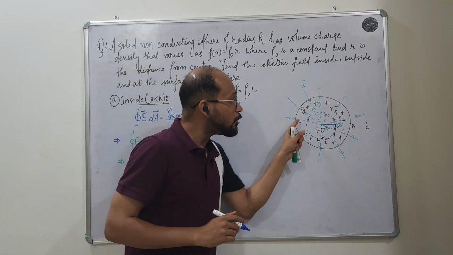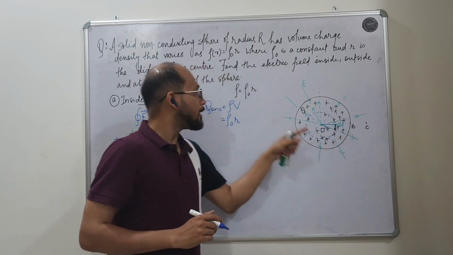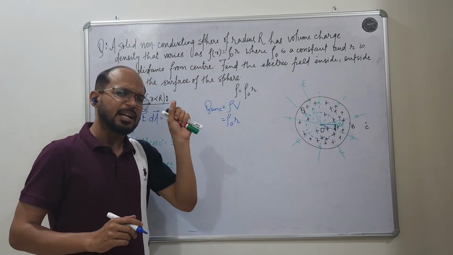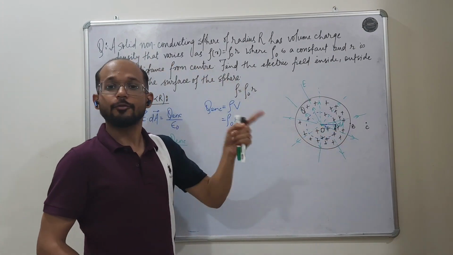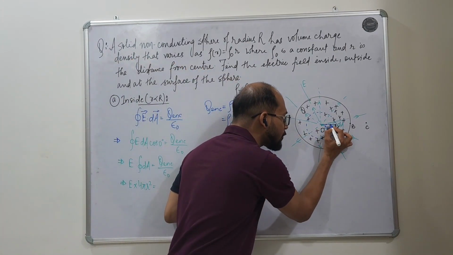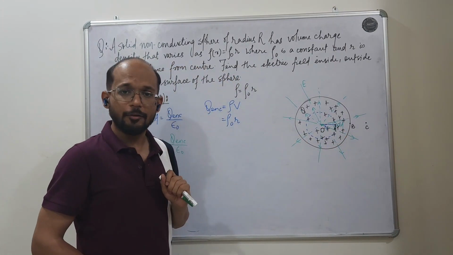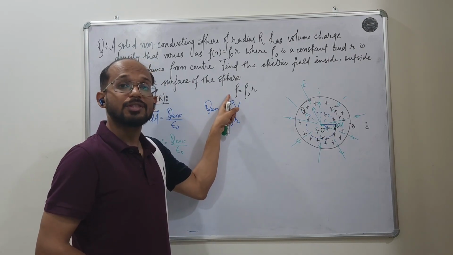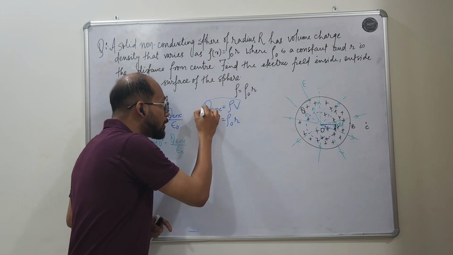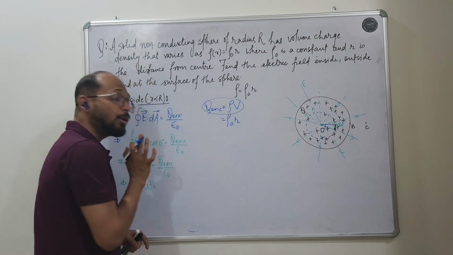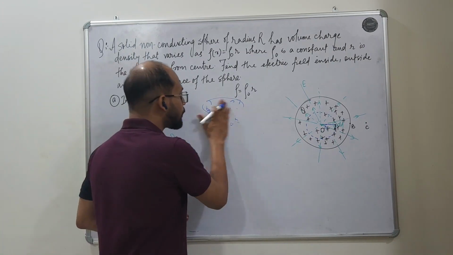That means as the value of R from the center increases, the value of Q will change at each and every point. If we take this R, this much distance, the value of Q will be different. If we take this distance from the center, the value of Q will be different, because the value of rho is changing as rho naught into R. That means we cannot directly use Q enclosed is equal to rho into V in this formula. So what will we do?